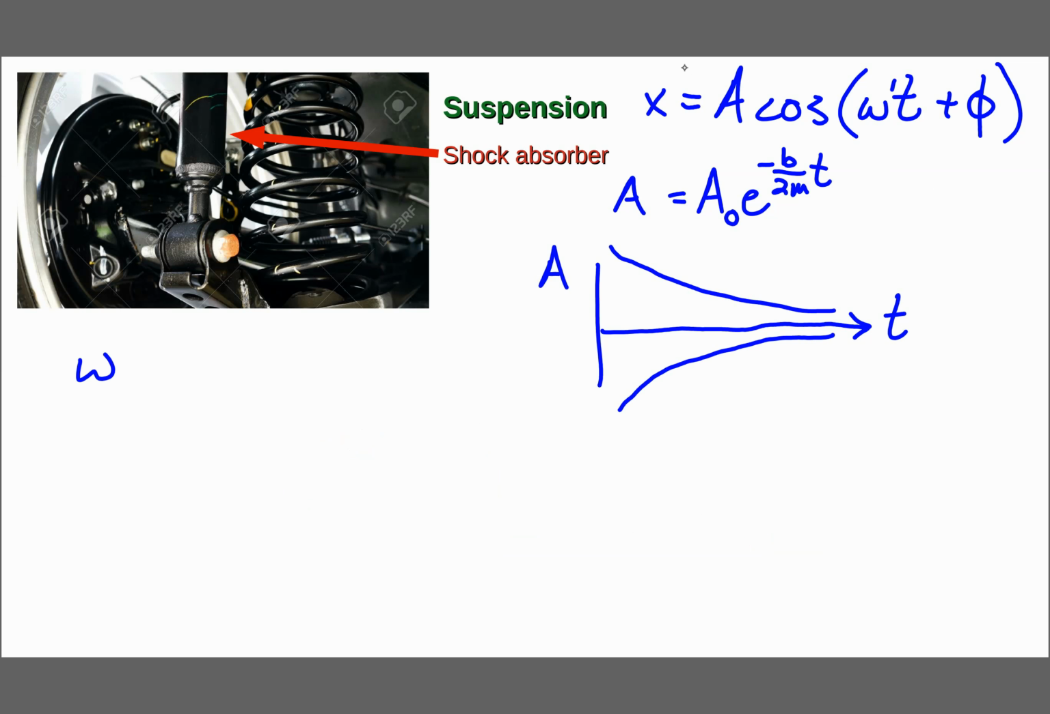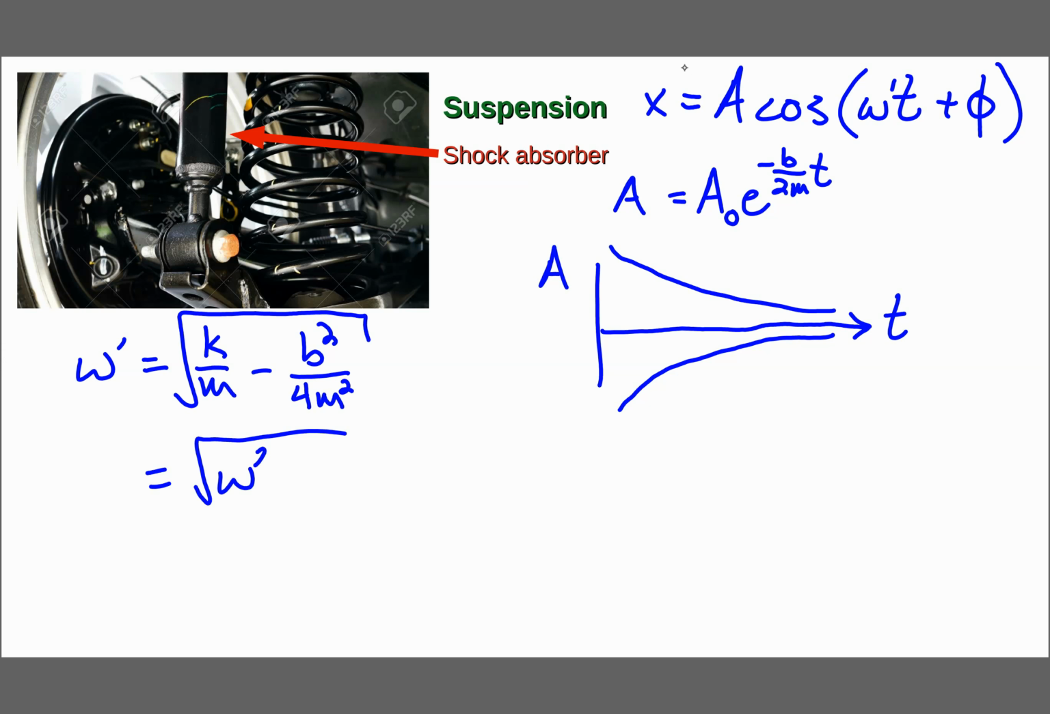And then omega prime is equal to the square root of k over m minus b squared over 4m squared. And so you can see this is k over m in a root. So this is omega squared minus b squared over 4m squared. This could also be expressed as omega, where this is the natural frequency, squared minus b squared over 4m squared.